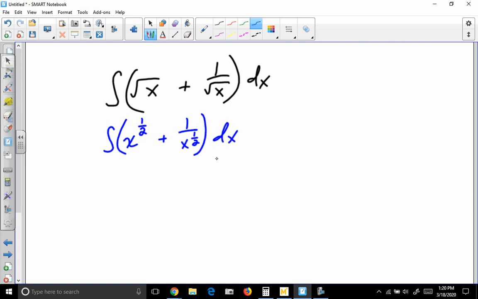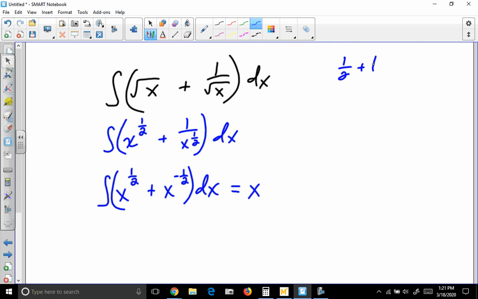And while we did have a quotient rule for derivatives, we don't really have, per se, a quotient rule for antiderivatives. So to make this not a quotient, we would do something that we've done before, and we would make that fraction go away by moving that to the numerator and making that exponent negative. So now everything we have uses the power rule, x to a power. So when we take our antiderivative, we do 1 more than 1/2. If we add 1 to 1/2, that's 1.5, or 3/2. So that's x to the 3/2 power over 3/2.